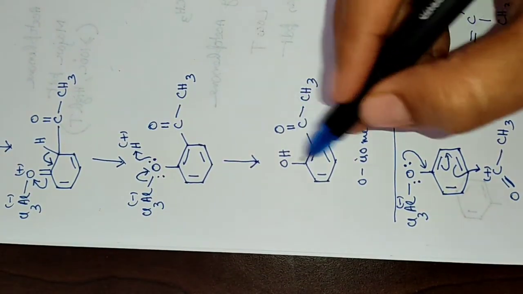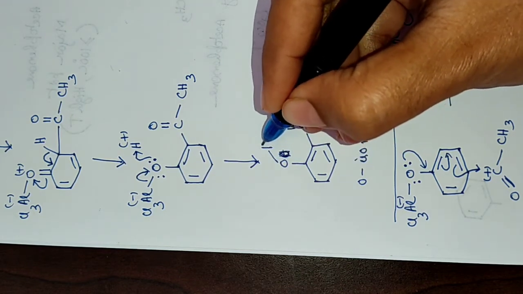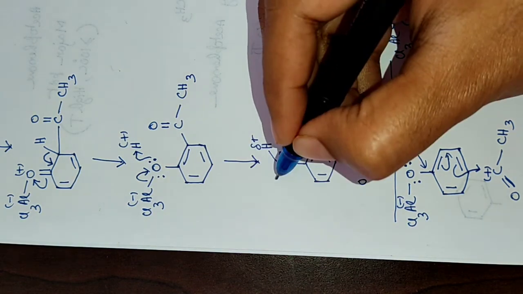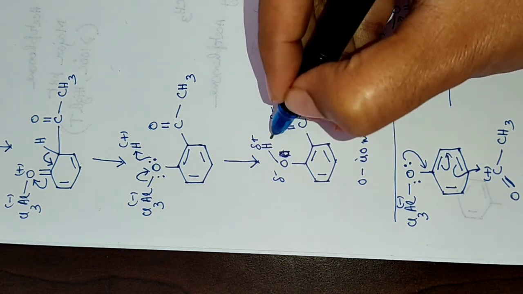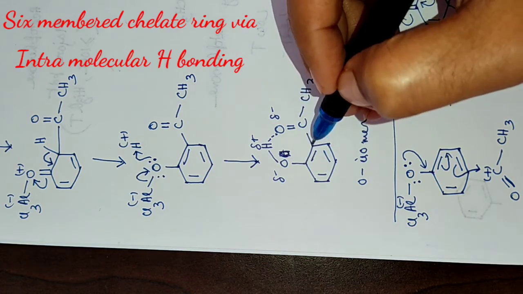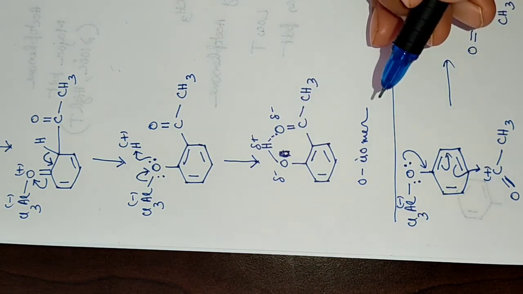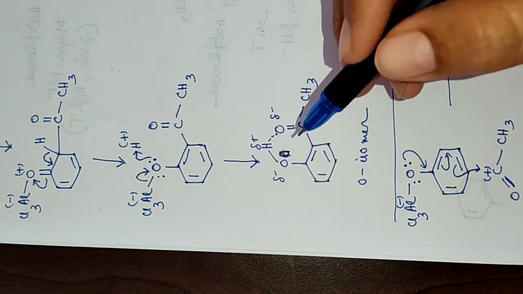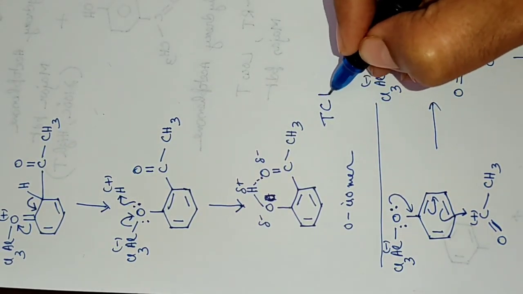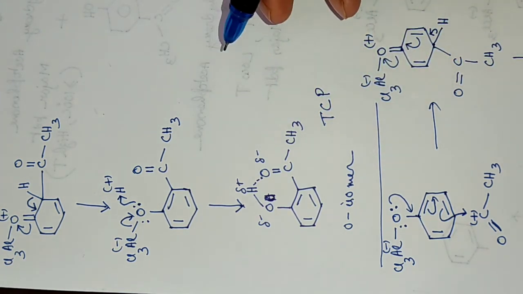But if you notice this product, you will see that it will be able to form a hydrogen bonding, which is intramolecular. Here we have del plus, we have del minus here, del minus here. It will be a hydrogen bonding, and this is a 6-membered chelate ring, 1, 2, 3, 4, 5, 6, and it is stable. So this is thermodynamically stable. So you can write here thermodynamically controlled product, but it is kinetically unfavored, means it has a high activation energy.